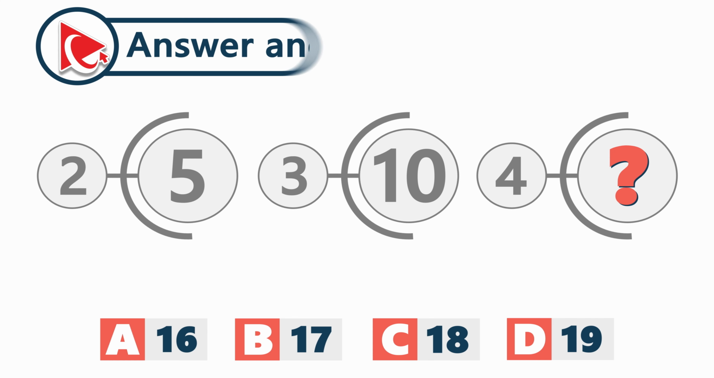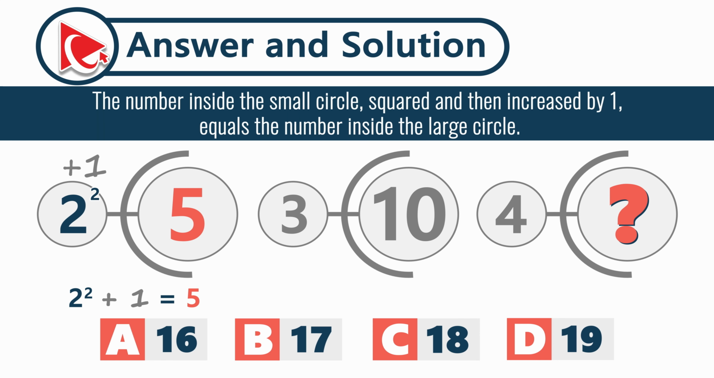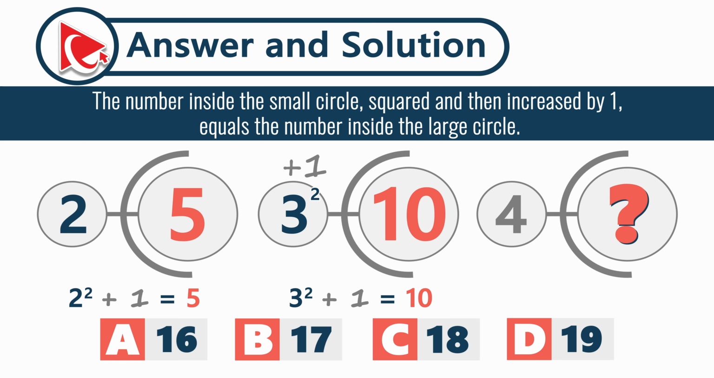This one's simple, yet surprisingly few people manage to spot the answer. Take a close look at the first pair. 2 squared plus 1 equals 5. In fact, the number inside the small circle squared, and then increased by 1, equals the number inside the large circle. Let's verify it with the second pair. 3 squared plus 1 equals 10.